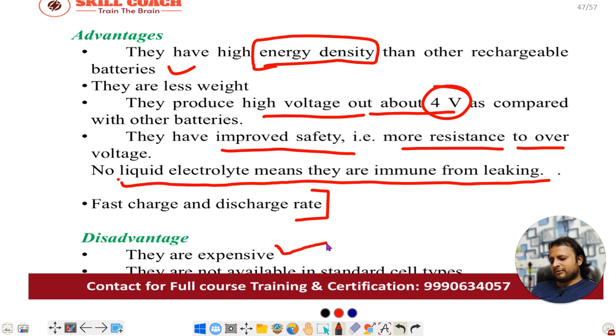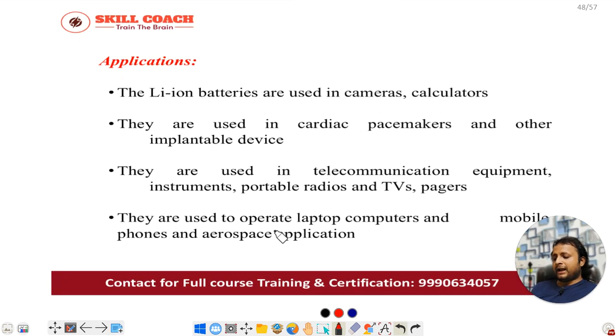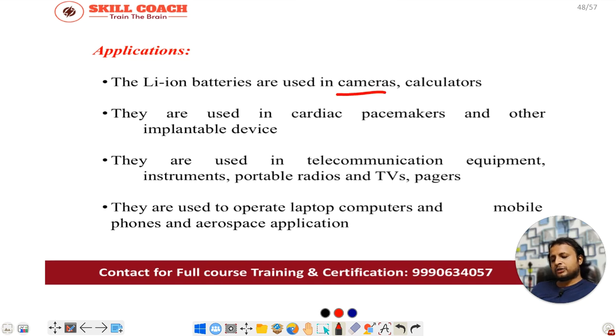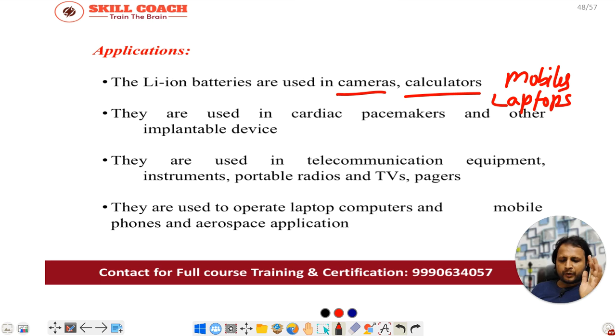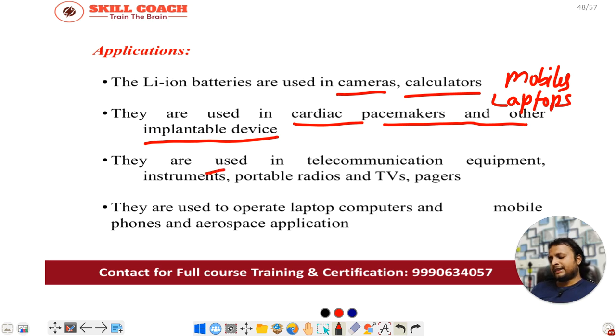What are the disadvantages? They are expensive, and they are not available in standard cell types. These two problems are major, we can understand. Lithium ion batteries are used in cameras also, calculators, we can write here, mobiles and laptops. Many places are there where we are using these lithium ion batteries. They are very popular, and they are used in cardiac pacemakers and other implantable devices, sorry. And they are used in telecommunication equipment, instruments, portable radios, TVs, pagers.